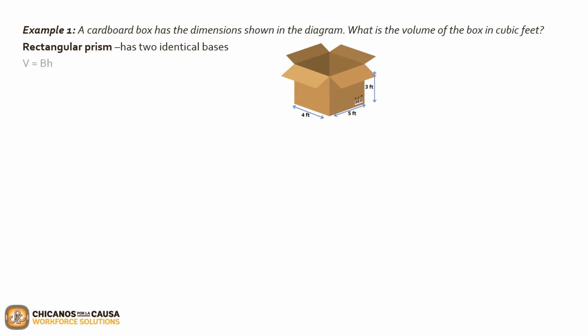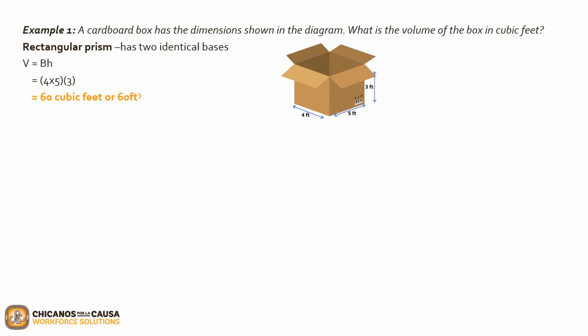The formula for a rectangular prism is volume equals base times height. So let's go ahead and replace the variables with the values that are being given. So we have 4 times 5. Remember, we have to use the measurements for both bases in order to find the volume. So it's 4 times 5 times 3. So therefore, it equals 60 cubic feet or 60 feet cubed.